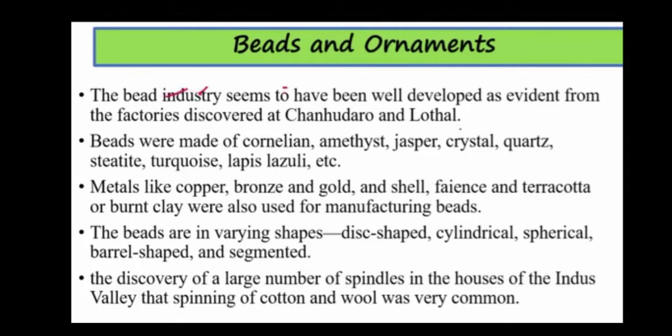ornaments. The bead industry seems to have been well developed, as evident from the factories discovered at Chanhudaro and Lothal. Beads were made of carnelian, amethyst, jasper, crystal, quartz, steatite, lapis lazuli, etc. Metals like copper, bronze, gold, shell, faience, terracotta, and burnt clay were also used for manufacturing goods. The beads are in varying shapes: disc-shaped, cylindrical, spherical, barrel-shaped, and segmented.